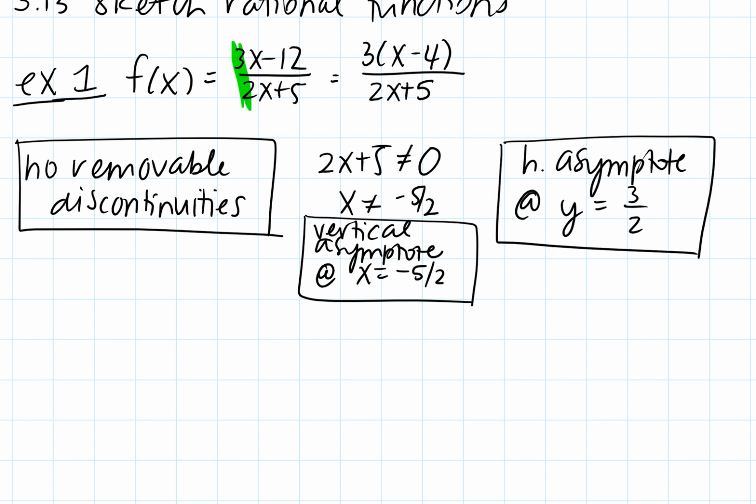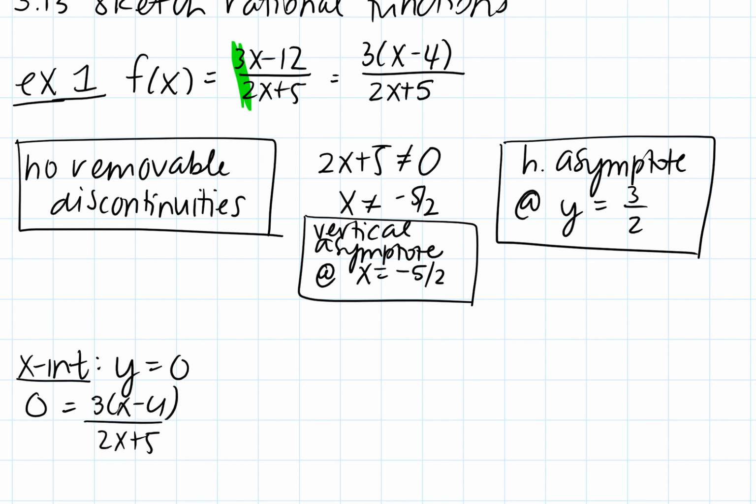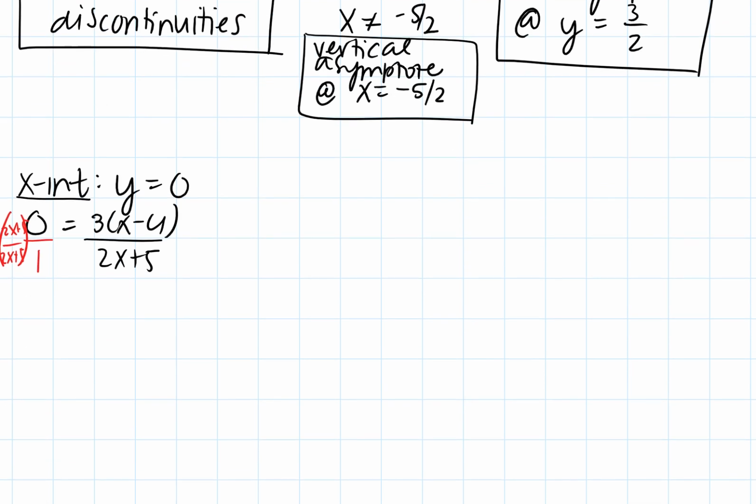In addition to finding asymptotes and removable discontinuities, I want to find intercepts. So I know that x-intercepts have the y value 0, and so I'm going to substitute in 0 here. Now this is just a rational equation, which of course I can solve by getting a common denominator, in this case 2x plus 5. Once I have a common denominator, the numerators must be the same.